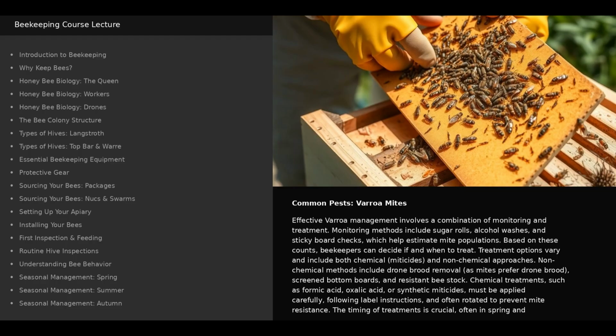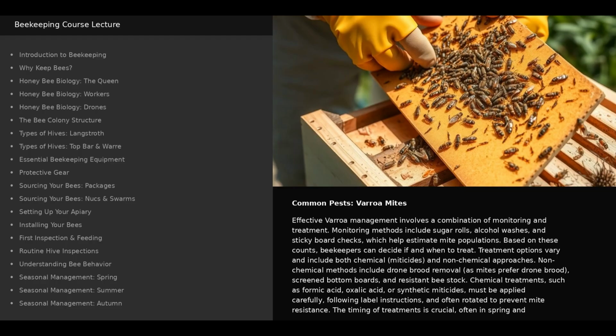Non-chemical methods include drone brood removal, as mites prefer drone brood, screened bottom boards, and resistant bee stock. Chemical treatments, such as formic acid, oxalic acid, or synthetic miticides, must be applied carefully, following label instructions, and often rotated to prevent mite resistance.